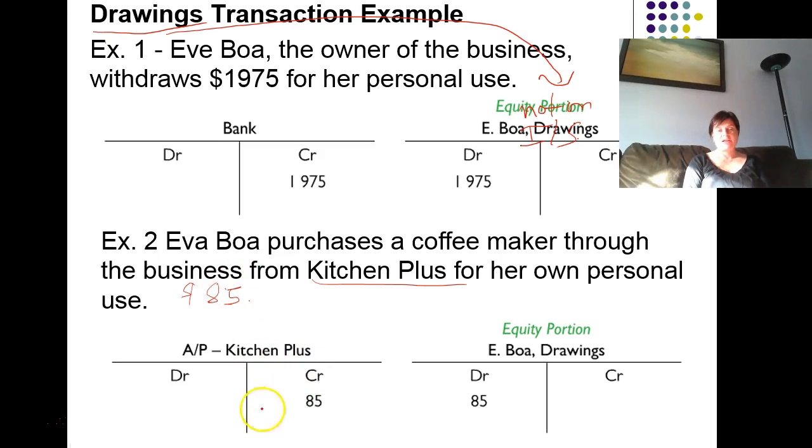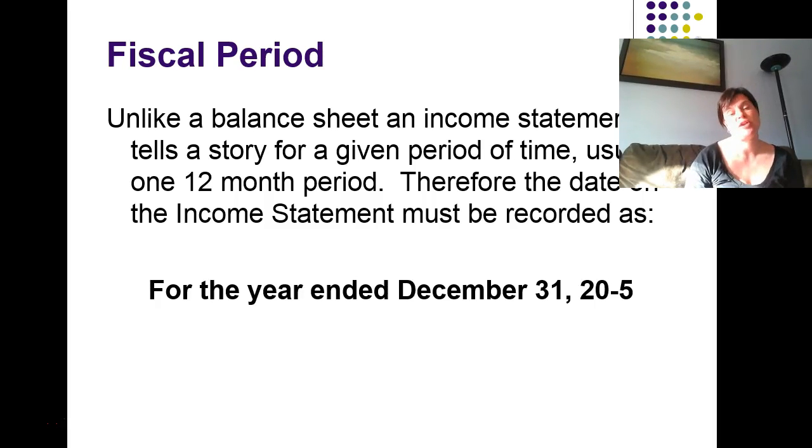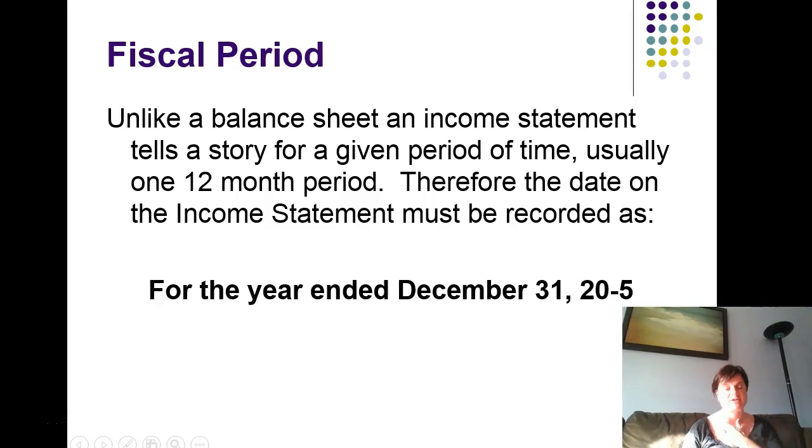Okay. We're going to credit accounts payable, $85. And again, we're going to debit drawings, $85. So those are the three new transactions that you're going to have to deal with. Now we're going to look at a couple of accounting standards as well.